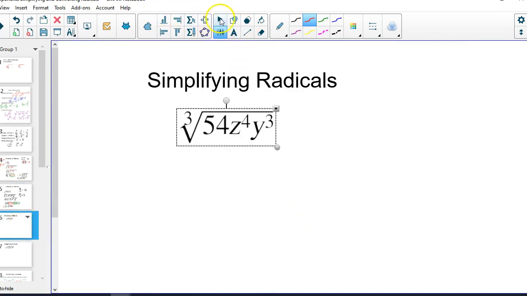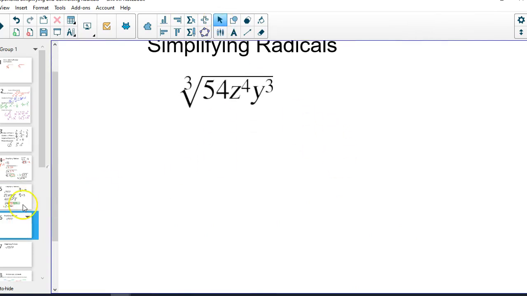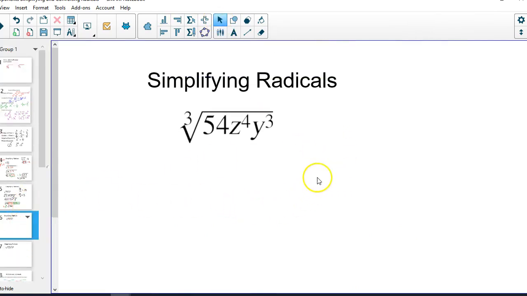All right, we'll do this one together first. Then we'll have you do an example. So now there's something different about this one. You notice how we have a 3 here?